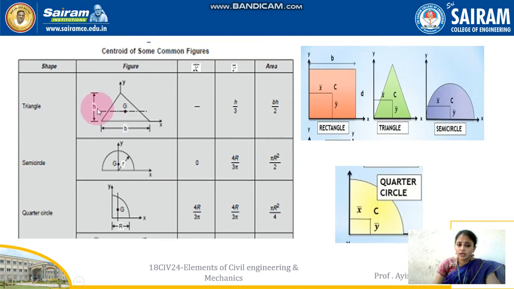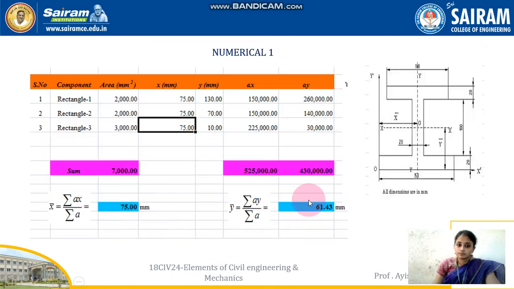And the area formula is of BH, that is BH by 2, and the area of semicircle is pi r square by 2 and quarter circle is pi r square by 4 and the y bar is 4r by 3 pi and quarter circle is 4r by 3 pi for both x bar and y bar. Okay, now we shall continue with the numericals.